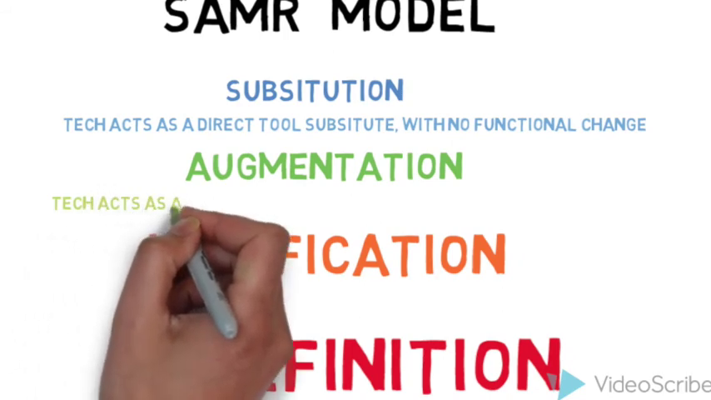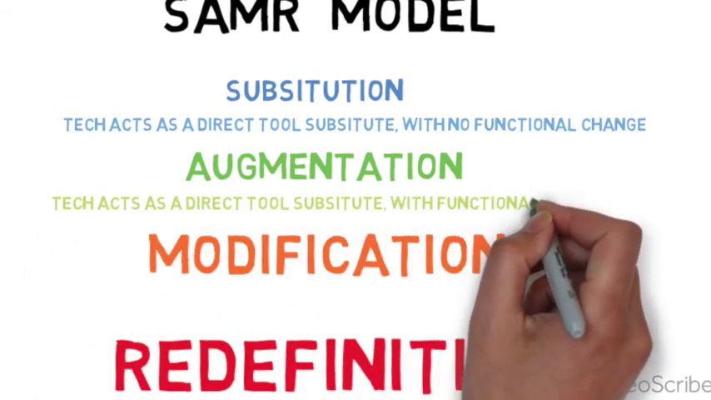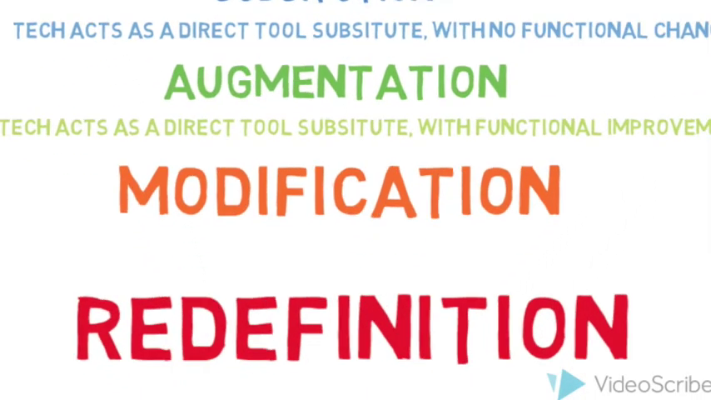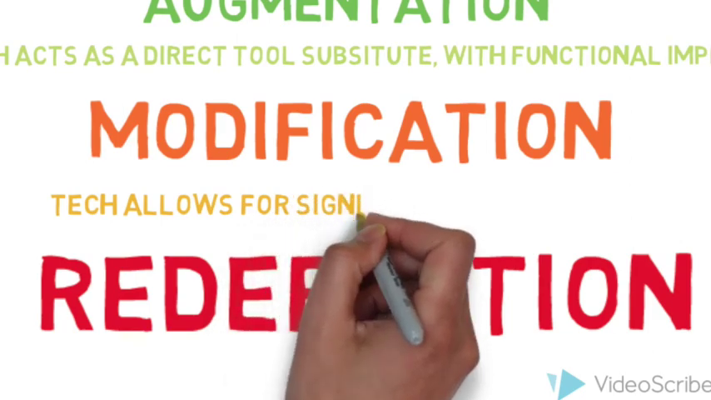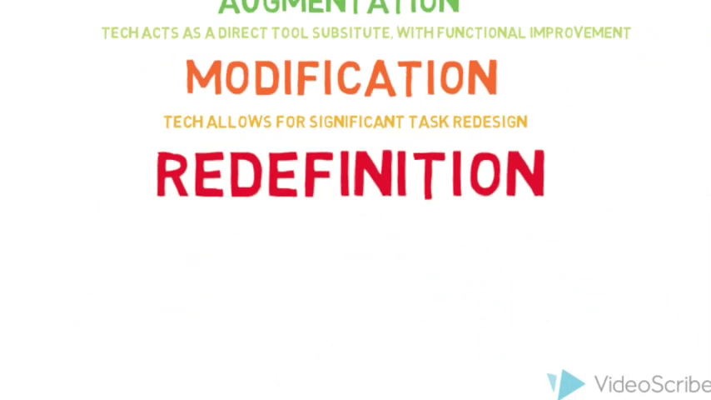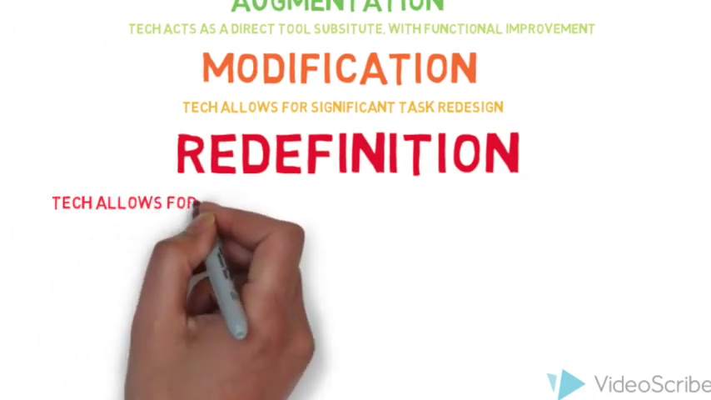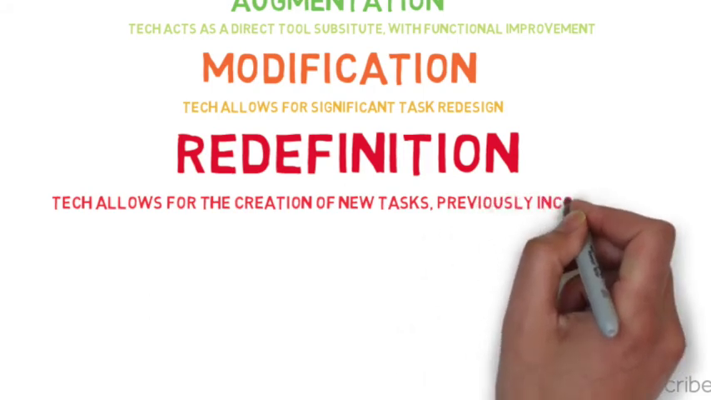In the substitution level, technology acts as a direct tool substitute with no functional change, whereas in augmentation, technology acts as a direct tool substitute but with some functional improvement. Modification allows for significant task redesign, while redefinition allows for the creation of a new task previously inconceivable.